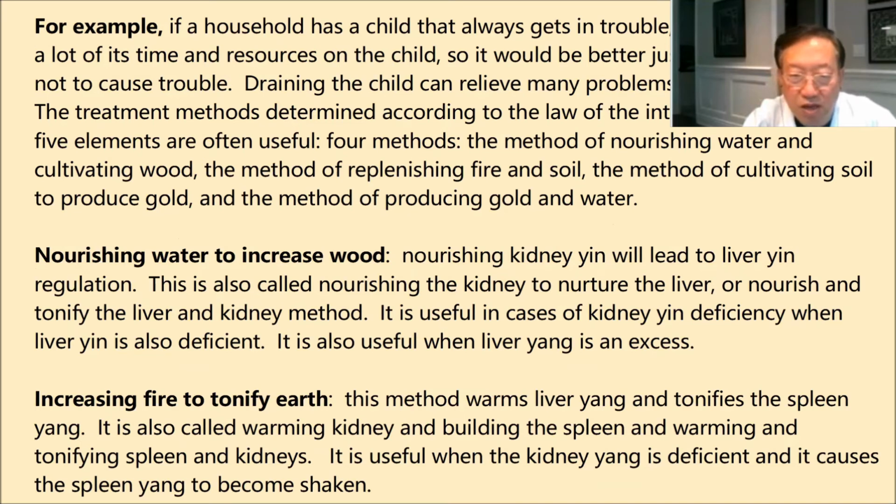The treatment methods determined according to the law of the integration of the five elements are often useful. Four methods: the method of nourishing water and cultivating wood, the method of replenishing fire and soil, the method of cultivating soil to produce metal, and the method of producing metal and water. Nourishing water to increase wood.